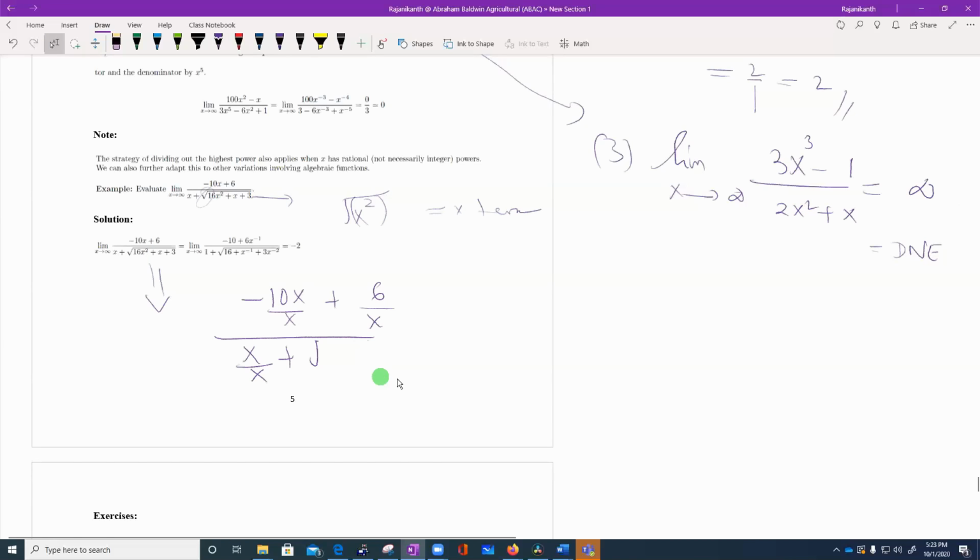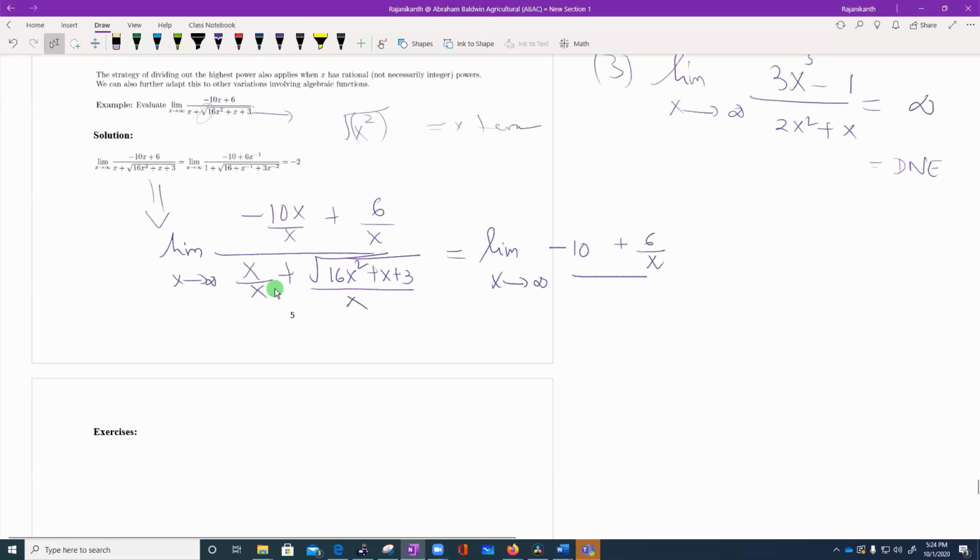Okay. So now I am going to divide this entire square root by x. This is what is actually happening. So now if you simplify, you have the limit as x goes to infinity. Of course, this term is going to be negative 10, and this is 6 over x. Here you will get 1.